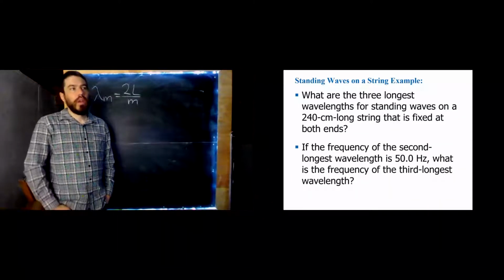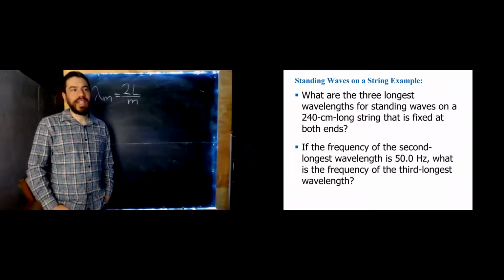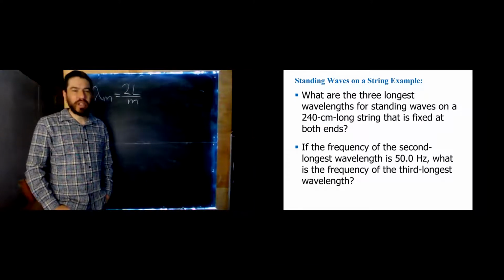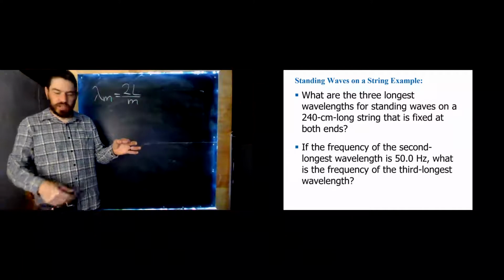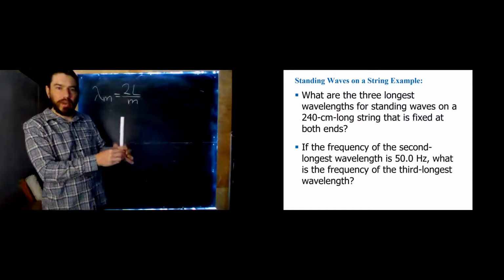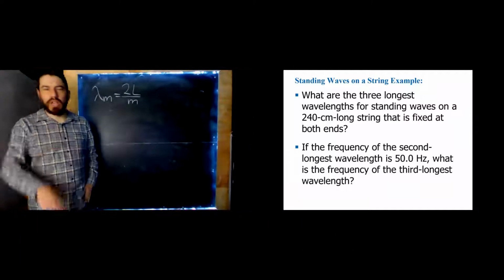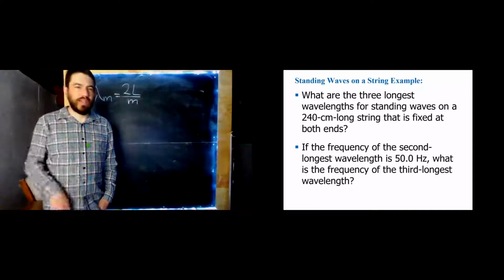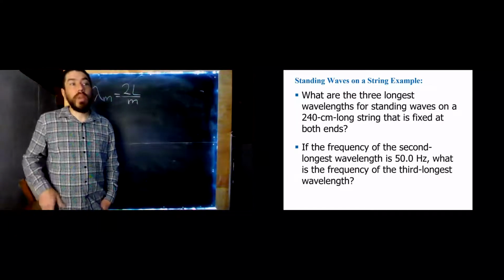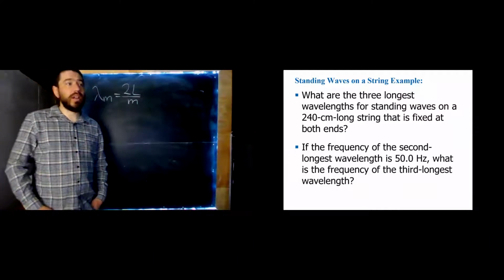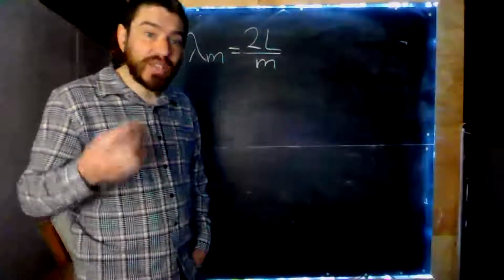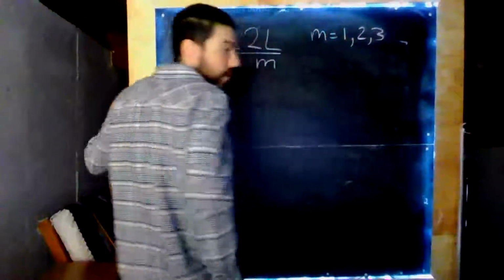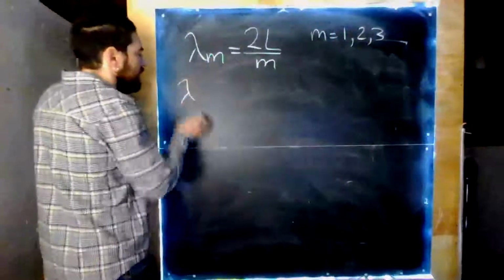Let's do an example. What are the 3 longest wavelengths for standing waves on a 240 centimeter long string that is fixed at both ends? You can contrive a situation where one end of your string is hooked to a ring on a pole, and it can go up and down like that. We're not going to do that in this class. One can contrive that situation, but it turns out that the math is not that different. So we're not going to go there. So let's answer this question. What are the 3 longest wavelengths? Since it asks for the 3 longest wavelengths, we're looking for m equals 1, 2, and 3. And so we could just plug that in.